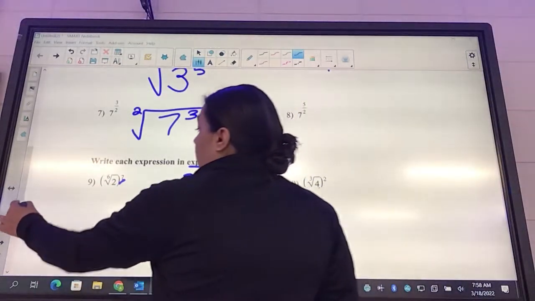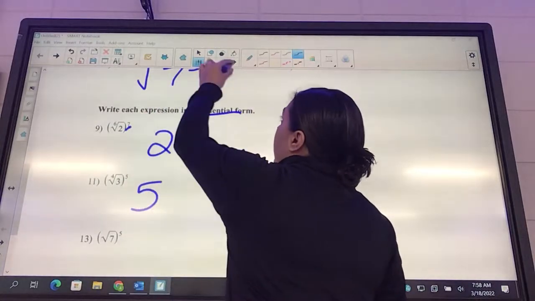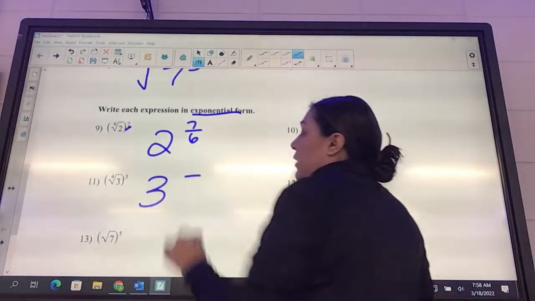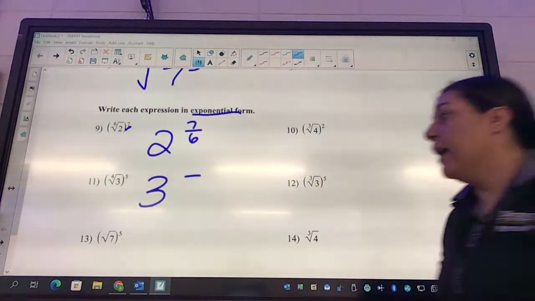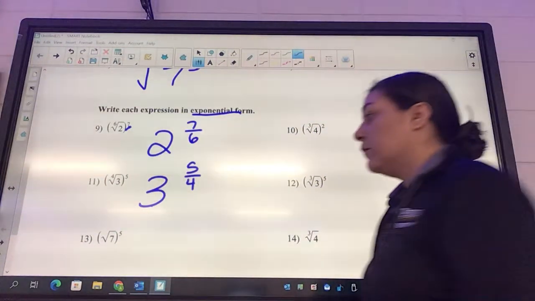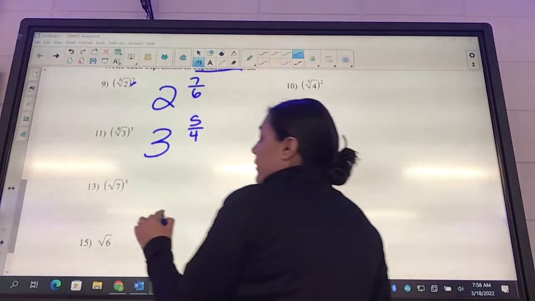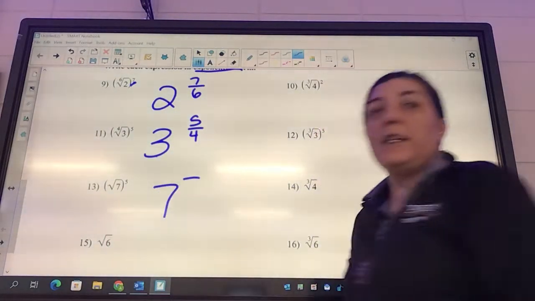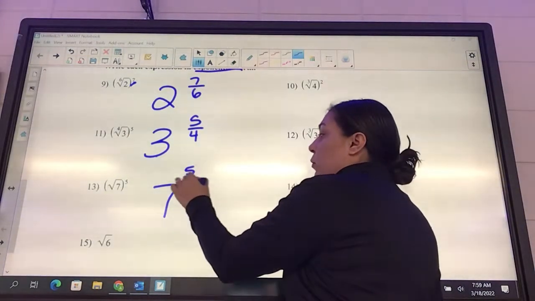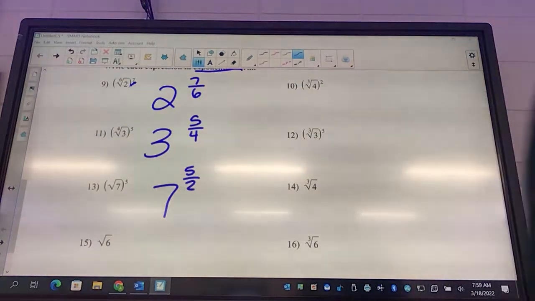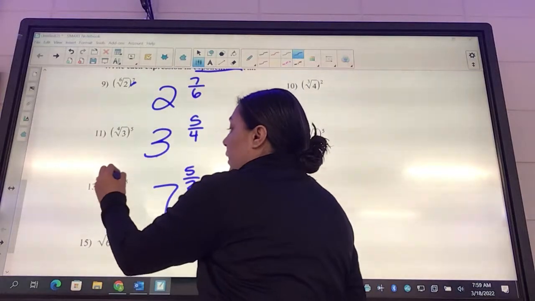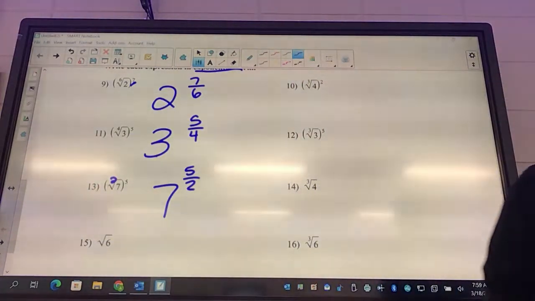Okay, so our big number is going to be 3. What's going to go on top? 5 over 4. Okay, 13, we're going to have 7. What goes on top? 5. What goes on bottom? 2. Why a 2? If there's nothing right here, we're going to assume, not assume, it's a 2.